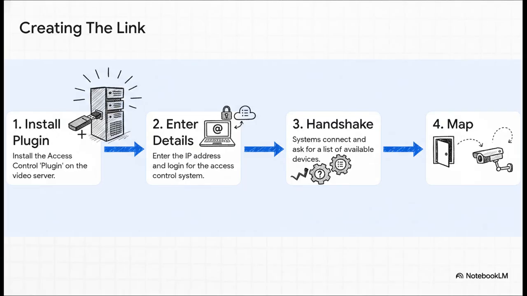The process is actually pretty straightforward when you break it down. First, the technician installs the plugin. Simple enough. Then, they just tell it where to find the other system by punching in its network address and the login info. And then step 3, this is where the magic happens. It's the handshake. The video system logs into the access system and basically asks, hey, can you give me a list of all your doors? Finally, the technician just drags and drops front door onto lobby camera in the software to create that logical link. And boom, the systems are officially talking.